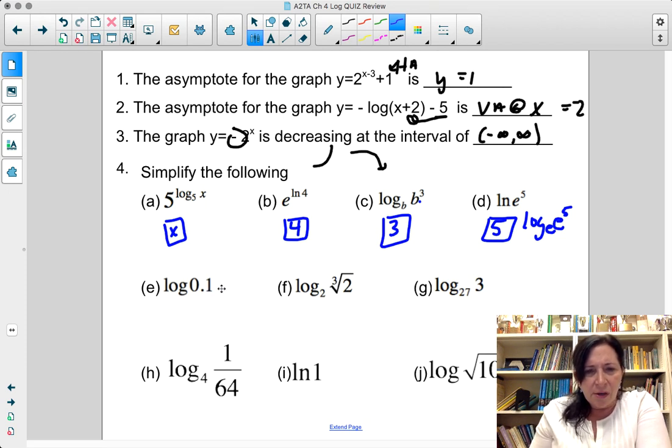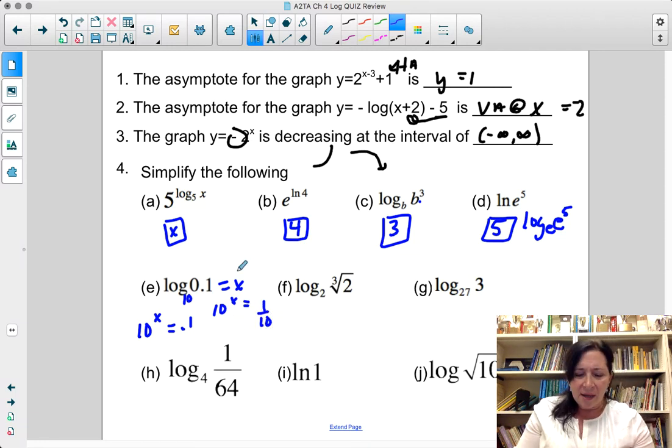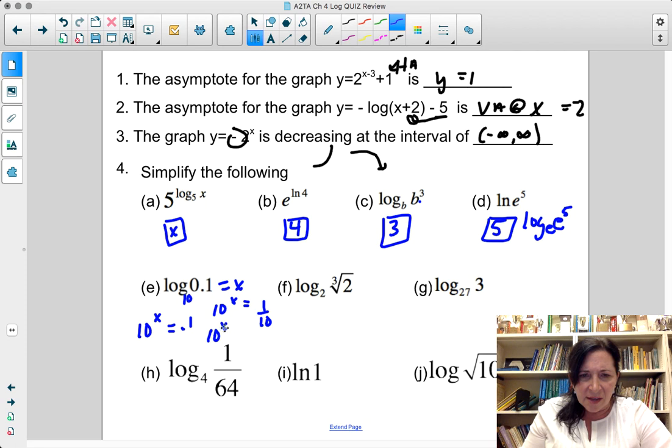This one right here, we're going to set that equal to x. And remember, this is base 10. So you really have 10 to the x power equals 0.1. Well, 0.1 is 1/10. So that's actually 10 to the x power equals 1 over 10. Now, keep in mind that I can't set my exponents equal to each other unless my bases are the same. So that's 10 to the x power equals 10 to the negative 1 power. Therefore, for this problem, x is equal to negative 1.